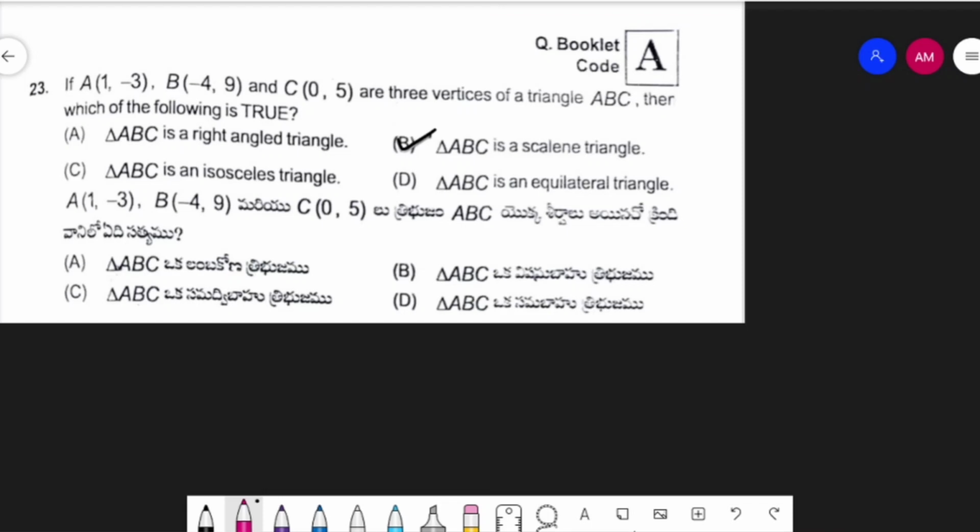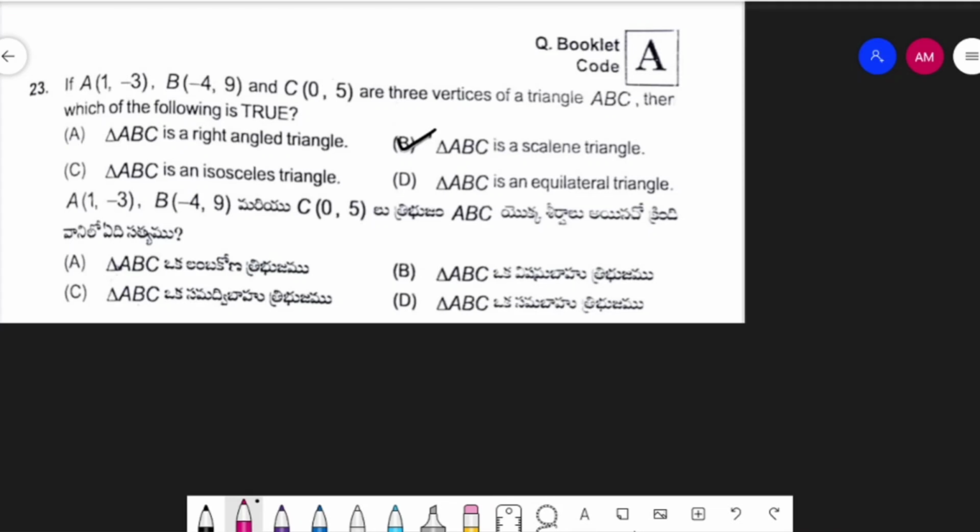A triangle will be an equilateral triangle if all the sides are equal. Isosceles, any two sides are equal. Right angle triangle, when one side's square is equal to the sum of the squares of the other two sides: hypotenuse square equals side square plus side square. When will it be a scalene triangle? If all the three sides are different. No two sides are equal in a scalene triangle.